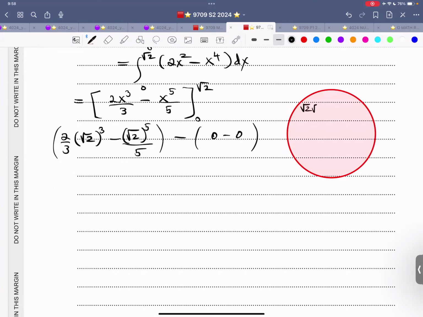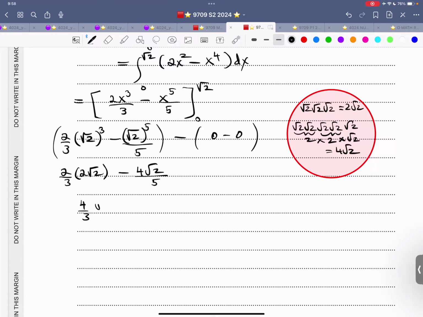Root 2 times root 2 times root 2 is 2 root 2. And root 2 raised to the power of 5: these two is 2, these two is 2, and this is root 2. So that's 4 root 2. So first of all, this is 2 over 3 times 2 root 2, and this is 4 root 2 over 5. All good? So now this is 4 over 3 root 2, and this is 4/5 root 2.